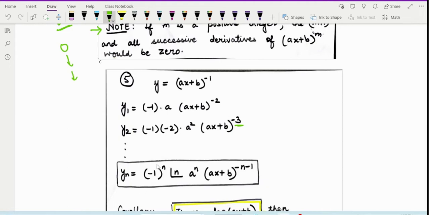At the nth stage you are going to get how many negative signs? N negative signs, because in the first order derivative you are getting a single -1, in the second order derivative you are getting 2 negative numbers.